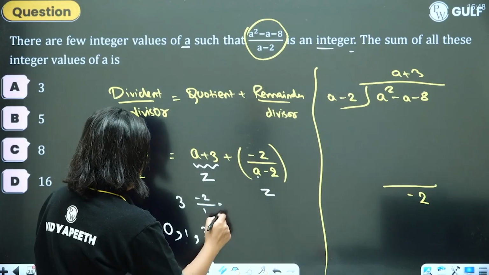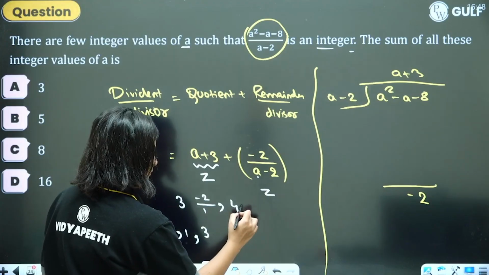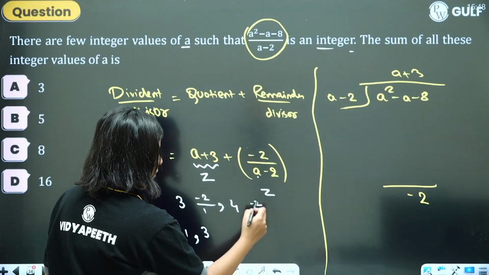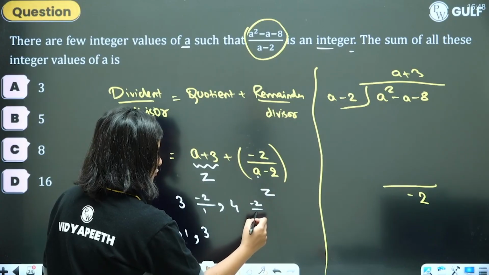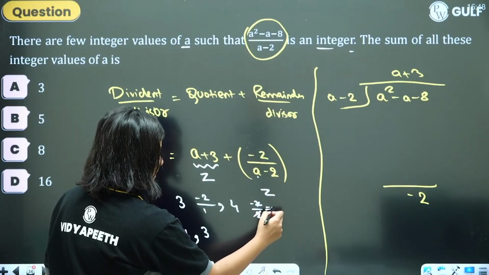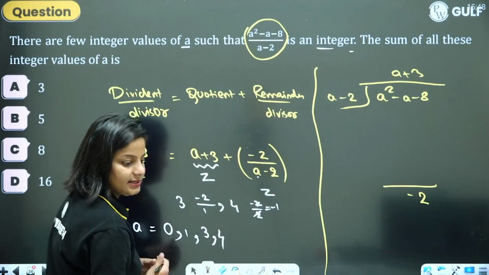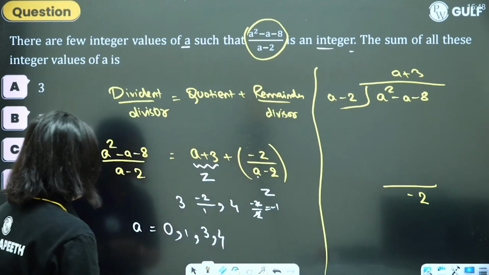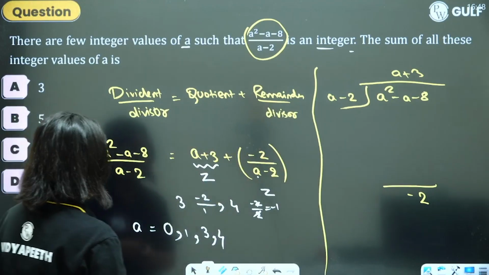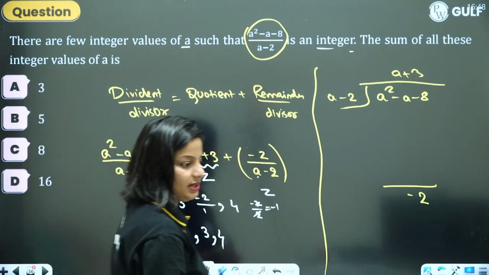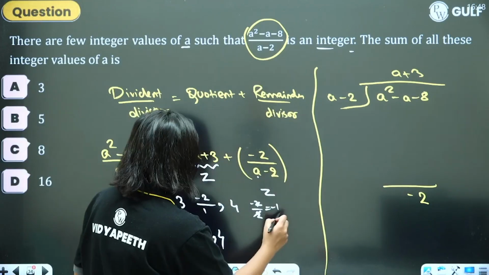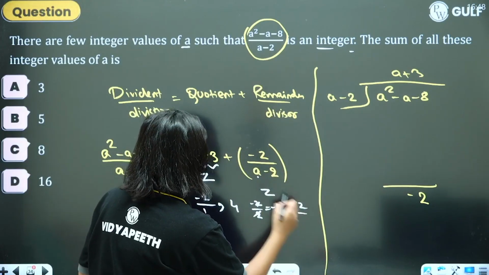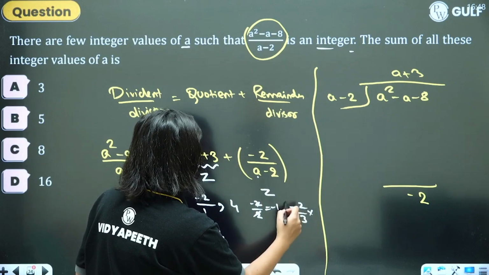Can we take A as 4? Minus 2 upon 4 minus 2, that is 2, so we get minus 1. So yes, we can take it as 4 also. What else can we take? 5, check for 5. Can we take A as 5? Minus 2 upon 5 minus 2, that is 3. No, we cannot take 5.